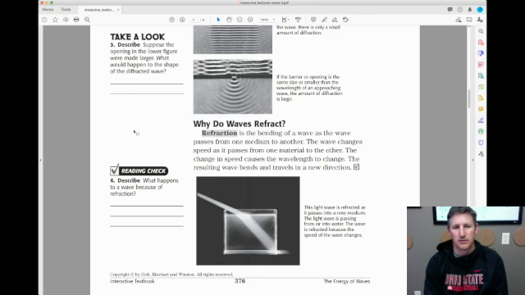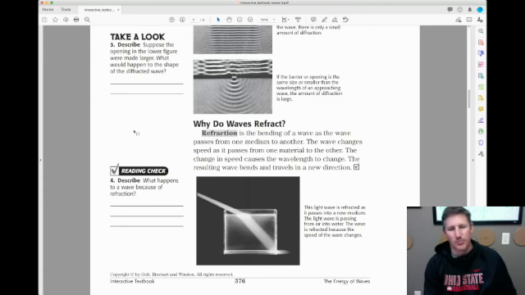Okay, we're going to continue talking about refraction. Why do waves refract? For what reason? Well, let's talk about what refraction is. Refraction is the bending of a wave as the wave passes from one medium to another.